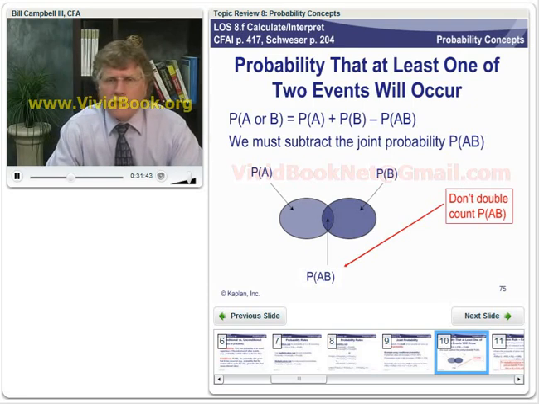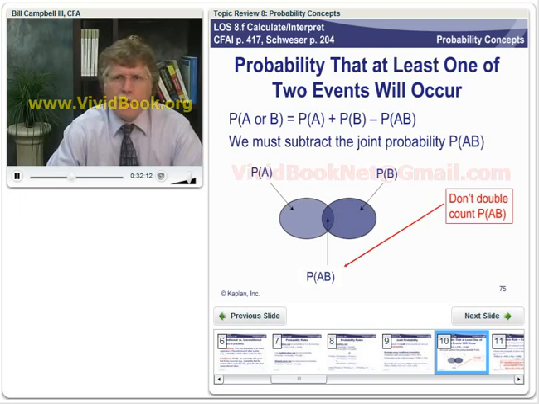Probability of B, that's the one on the right. That's that whole oval on the right. We add that in there. Notice that we have added the football as part of that as well. So that little football in the middle, we've added in there twice. We don't want to count it twice. We have to subtract one off so that we only add it in once. That's why you subtract off the probability of A and B. If you can draw this picture, you will never make this mistake. You will always get the formula right. You will understand it perfectly.